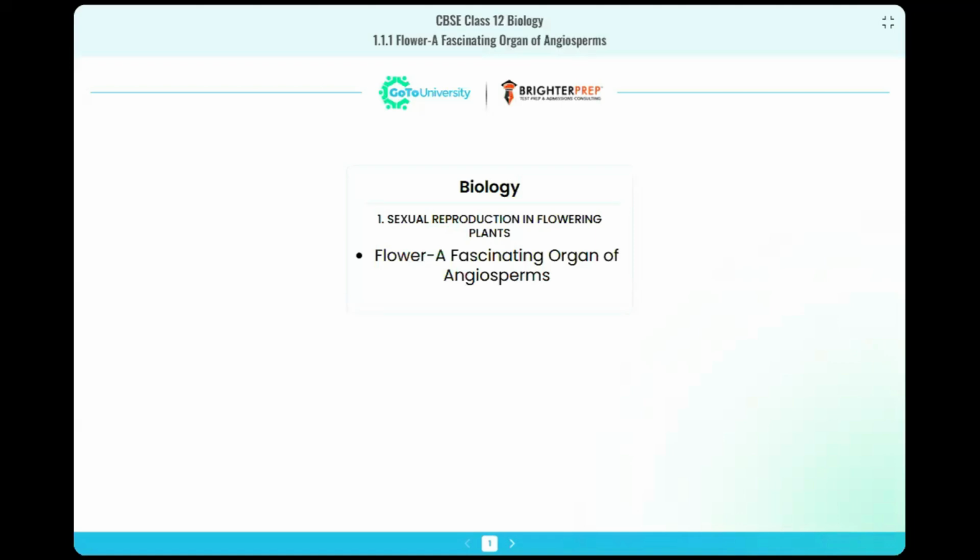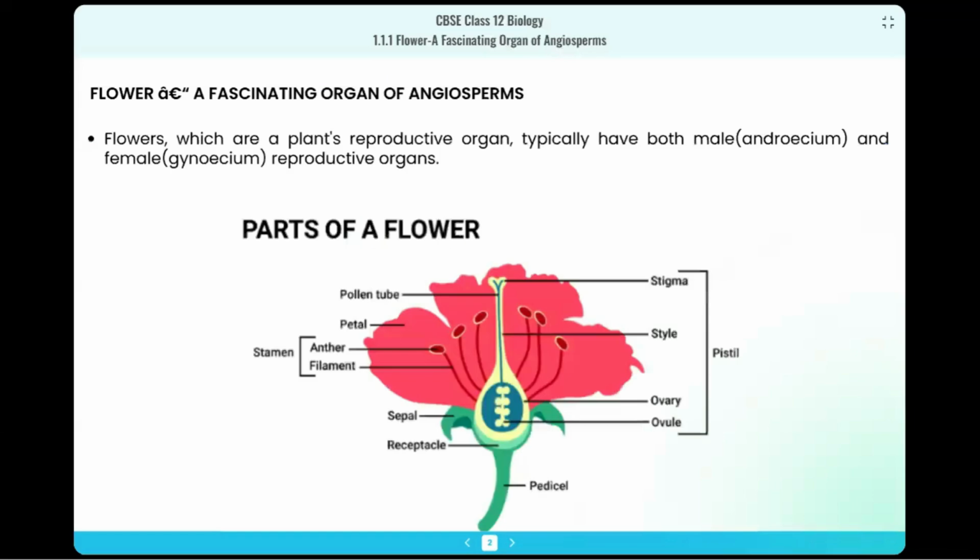Good afternoon, dear students. Today we are going to start the biology NEET CBSE classes, where we'll be taking classes on different topics as well as discussing questions related to the particular topics. So we'll start with the topic that is sexual reproduction in flowering plants. We'll start with the introduction.